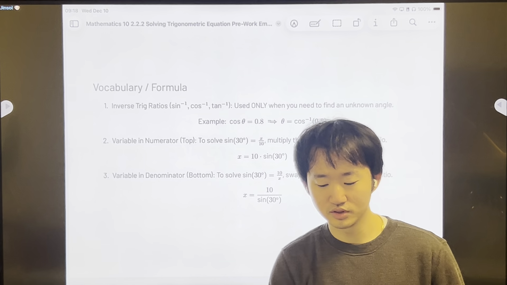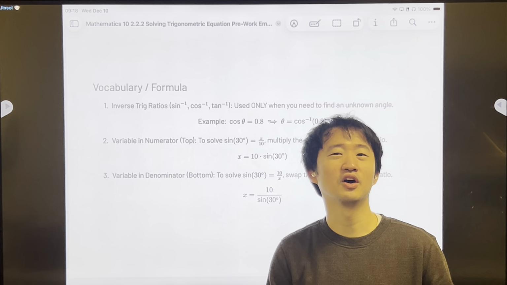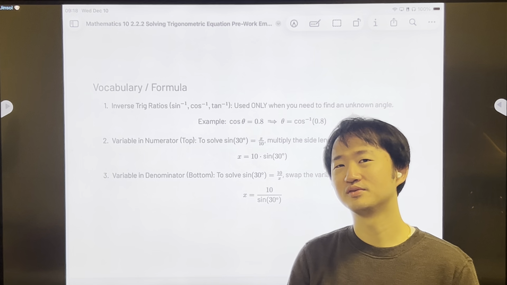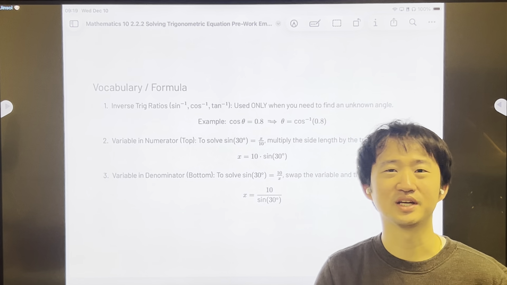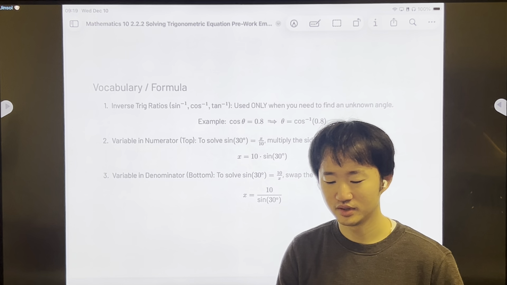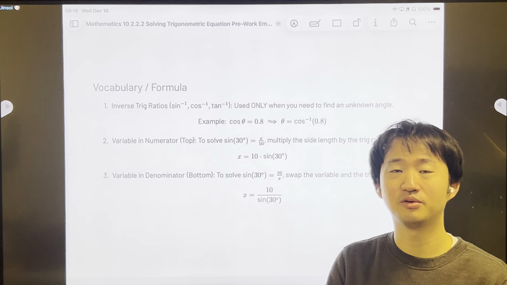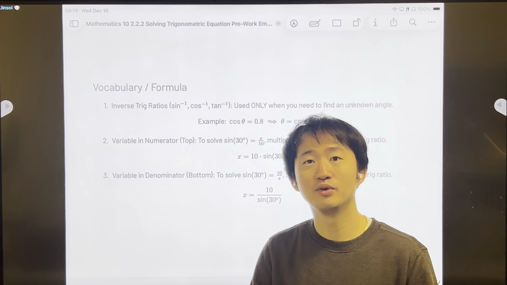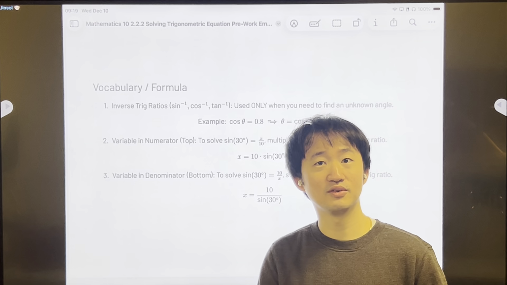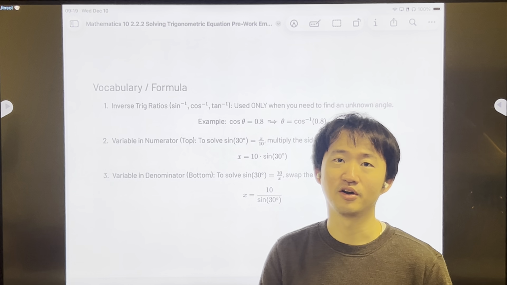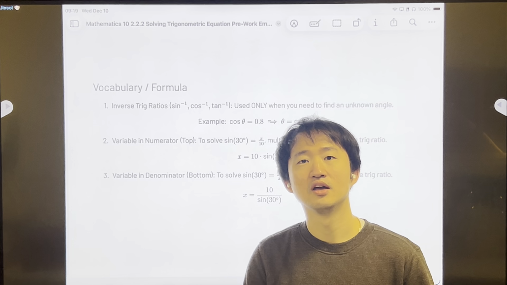So in today's lesson, we learned how to solve different types of trigonometric equations. We call it trigonometric equation, but it's very simple. You just have an equation that has some sine, cosine, tangent attached to it. So when you have the variable inside the trig ratio, the sine or cosine or tangent, then we need to undo the sine, cosine, or tangent. And for that, we use the inverse trig ratios, the arcsine, arccos, and arctan. And for that, we need to use your calculator.